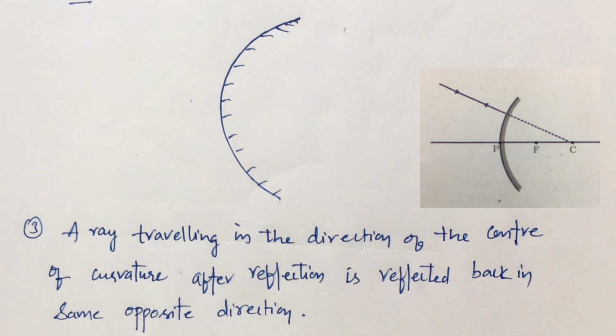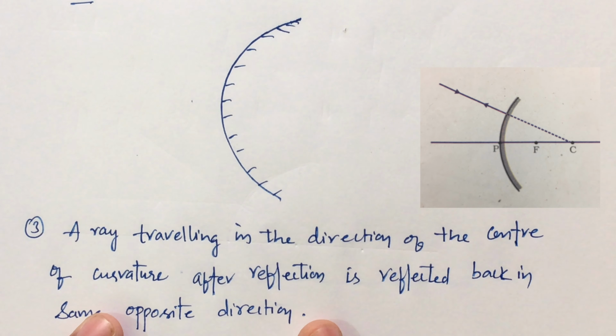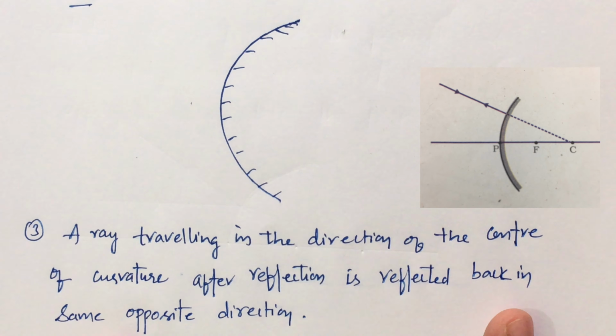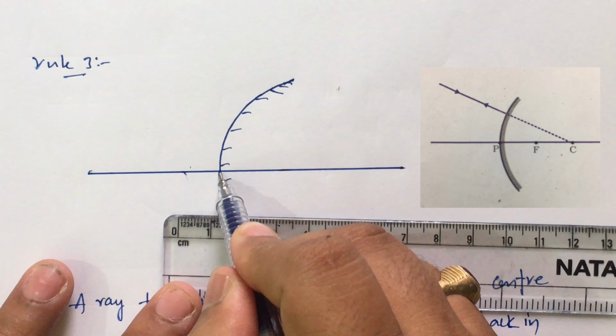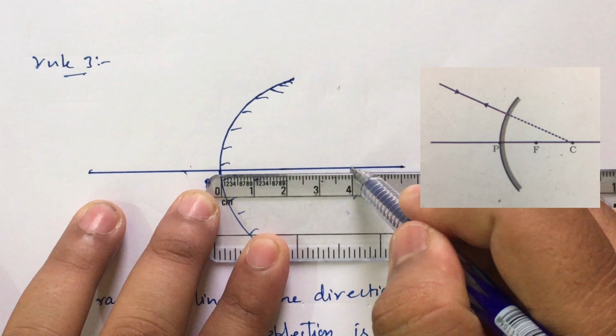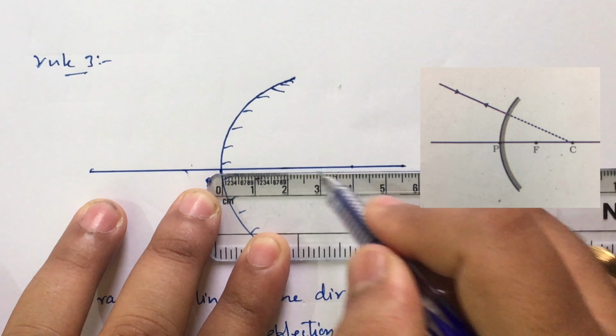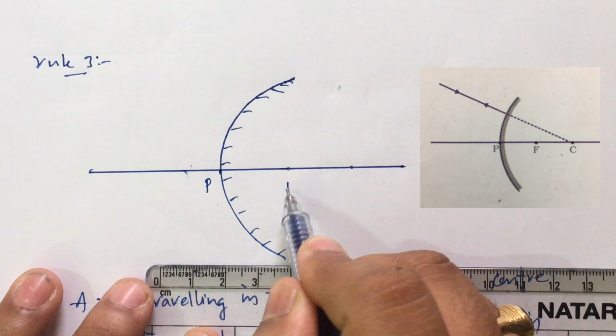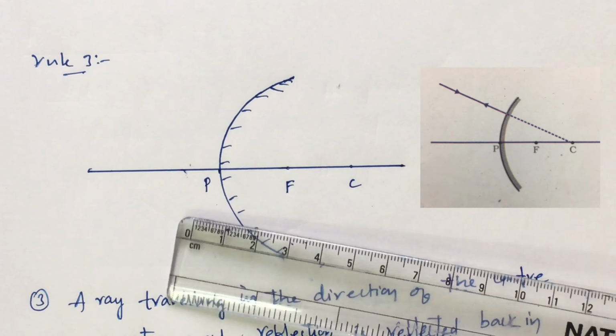Now rule number 3, children. Rule number 3 states that a ray traveling in the direction of the center of curvature, after reflection is reflected back in the same opposite direction. Let us draw the ray diagram for this rule. This is our convex mirror. Again the same principal axis. First of all, we have to draw the principal axis exactly along the line passing through this. Then the pole. What is the pole, children? The midpoint of the curved surface is the pole. The center of the hollow sphere is our center of curvature. The midpoint between pole and center of curvature, we plot as F. That is the focus.